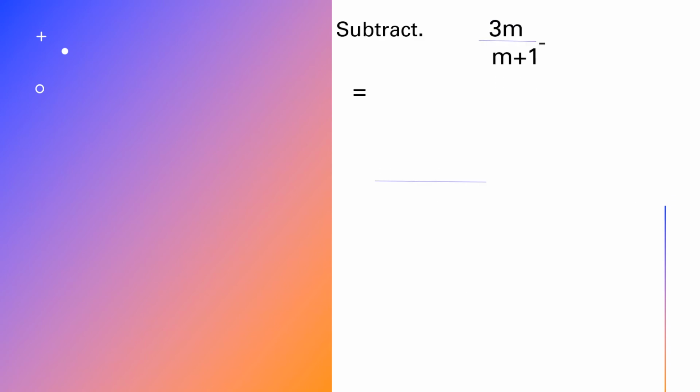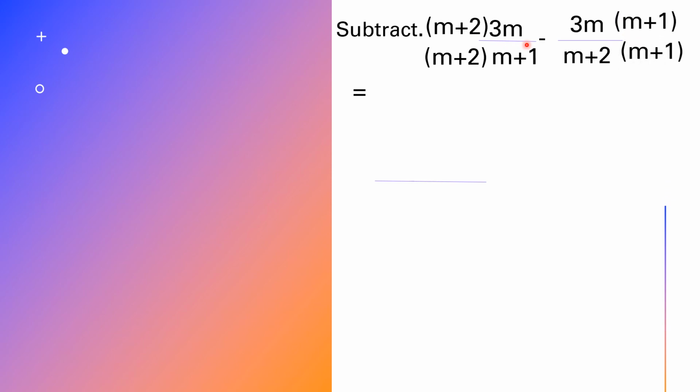Okay, another one. 3m over m plus 1 minus 3m over m plus 2. Okay, look at this one. Look at the denominator here. This is easy. Simply multiply the first fraction by m plus 2, times the numerator also by m plus 2. Then whatever the denominator here. And this one, multiply this by m plus 1. Okay? That's it. Then use distributive property.